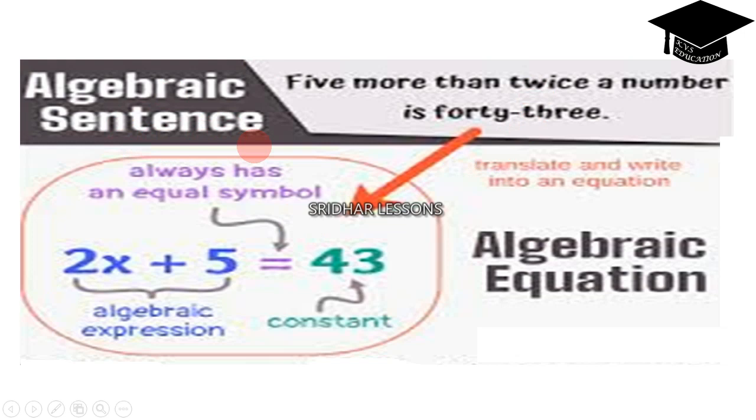Algebraic sentences. How can we write an algebraic sentence? We have learned in the previous class, that is 6th standard. 5 more than twice a number is 43. 5 more than means plus 5. Twice a number is x. Twice means 2x. 2x plus 5 is equal to 43. Here we should always have the equality symbol. Here 43 is known as a constant and this is the algebraic expression 2x plus 5.